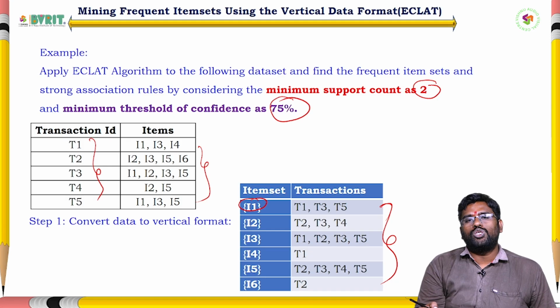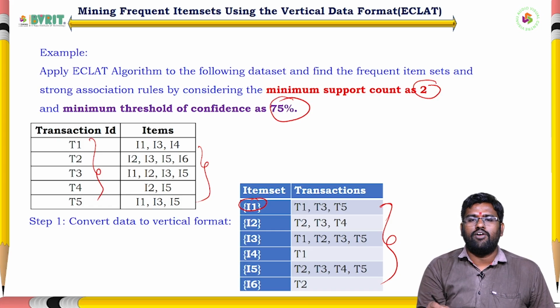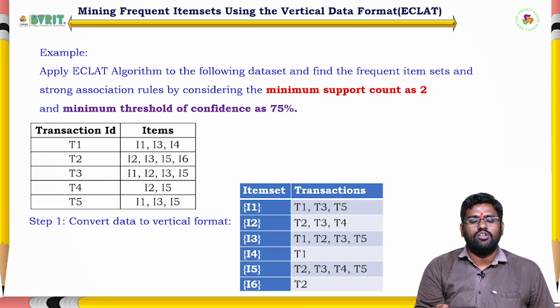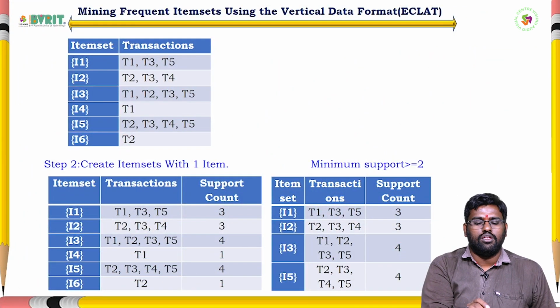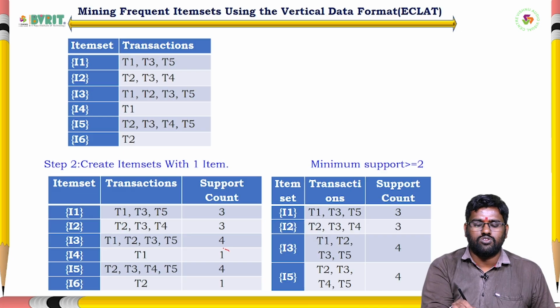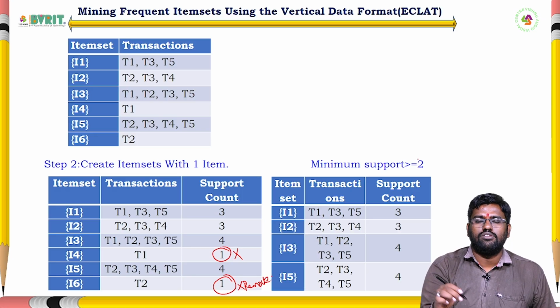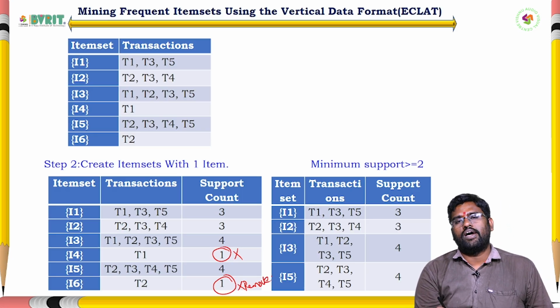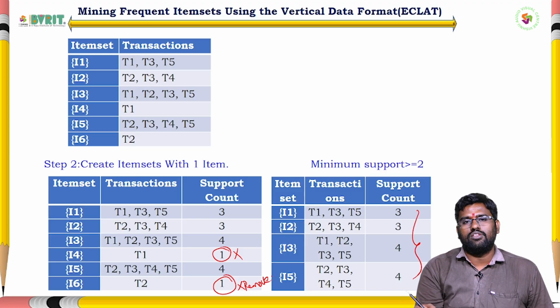After that, we need to identify the one item sets. One item sets means I1, I2, I3, I4, I6, the individual items, and the number of times each is present in the transactions. I1 is present in 3 transactions. The minimum support count value given is 2, so all values less than 2 we have to remove from the structure. This is less than 2, and this is less than 2. So these two values we remove based on the minimum support count, which requires greater than or equal to 2. So finally our support count values are these.